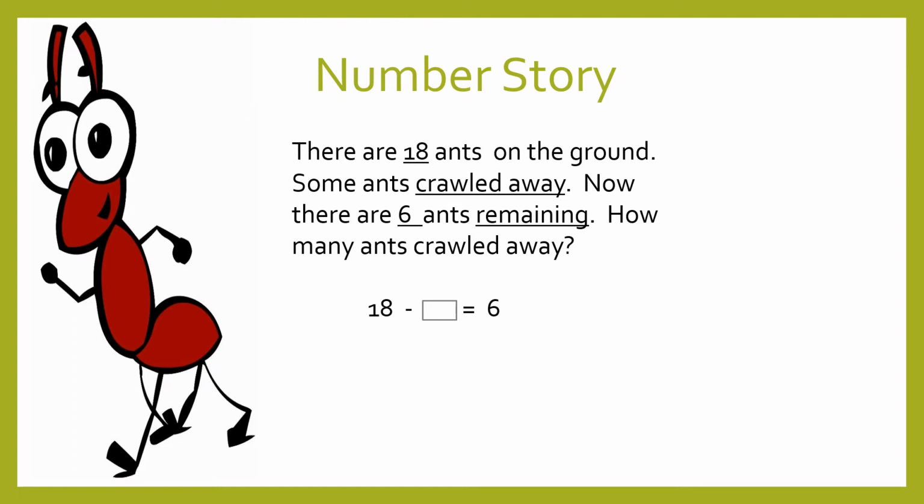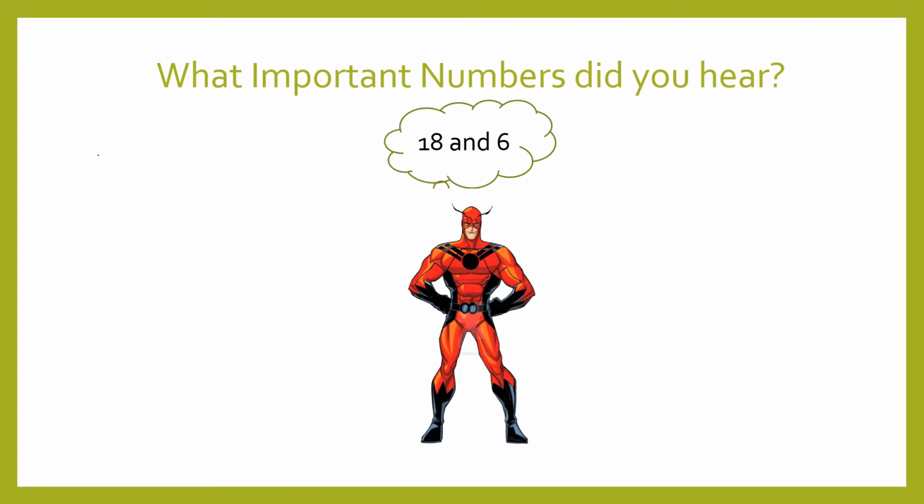Let's figure out what important numbers we heard next. Kindergarten, give a thumbs up if you heard the numbers 18 and 6. Wowee, me too. Kiss your brain. 18 represents the number of ants there were all together, kindergarten. And 6 represents the number of ants that were left after some were taken away. We want to figure out how many ants were taken away.